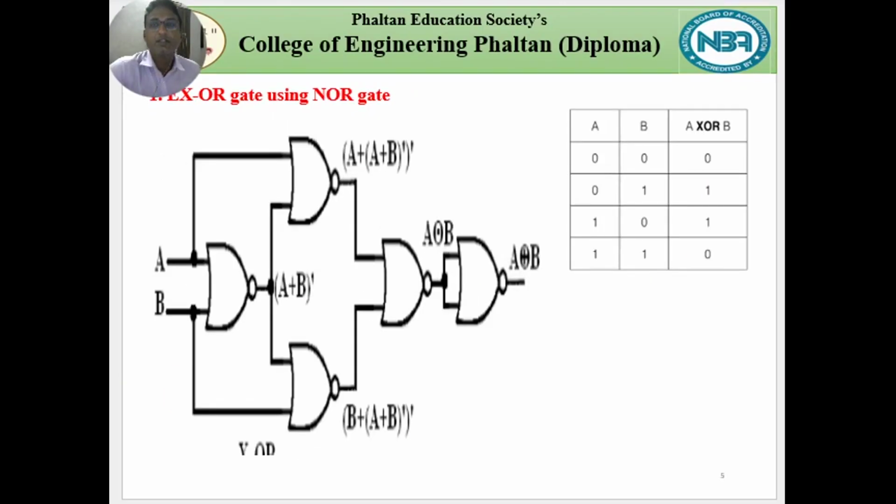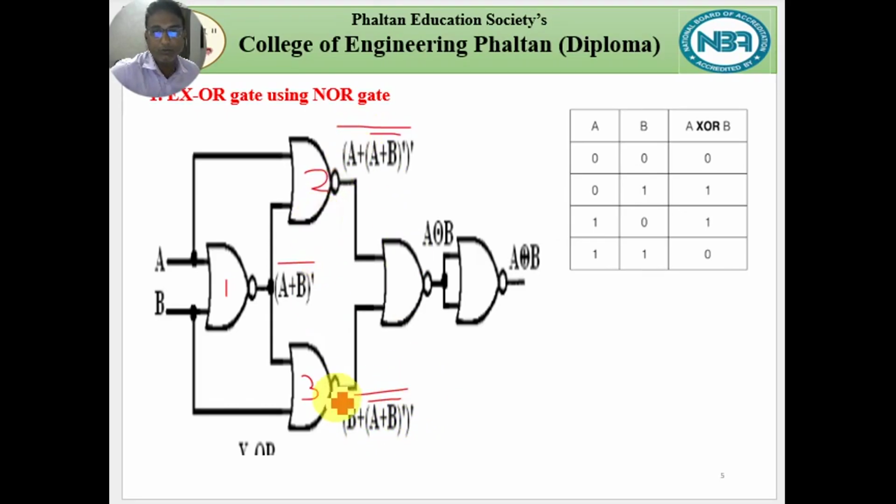Now we can design the XOR gate using NOR gates. Input is A and B, so this is the first NOR gate, we get (A plus B) bar. Now here, the second NOR gate, one input is A, second input is (A plus B) bar, we get (A plus (A plus B) bar) totally bar. Similarly, for the third NOR gate, one input is B and the second input is (A plus B) bar, we get (B plus (A plus B) bar) totally bar.